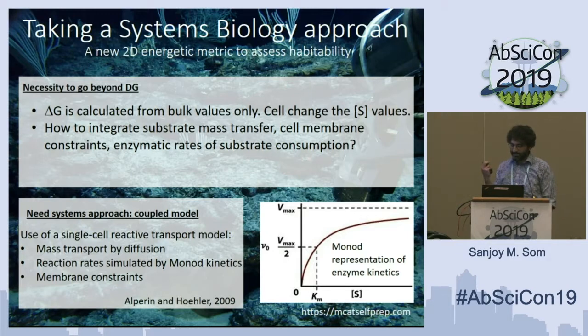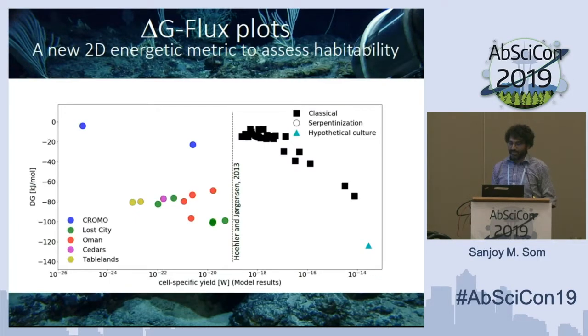So if you take this enzymatic rate, that's the current, right? The amount of material going into the cell per unit time. So multiply that by the delta G that's inside the cell, you get a power. So instead of looking at delta G from the bulk environment alone, you can look at energetics from a 2D perspective. On the x-axis is the same as before, that delta G, and on the y-axis is that power I was telling you about. And this changes the story a little bit, right?